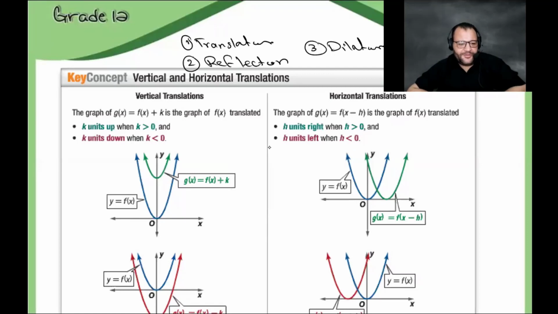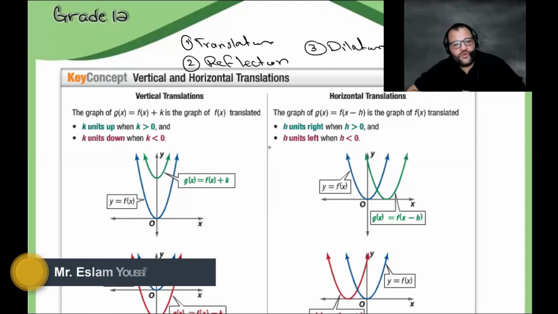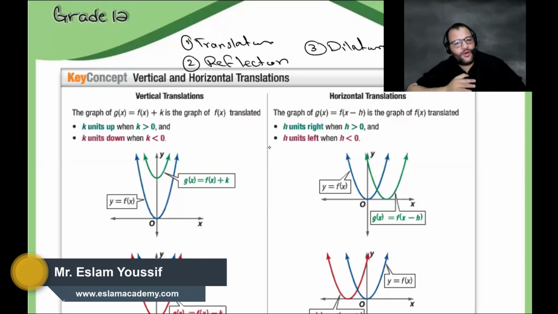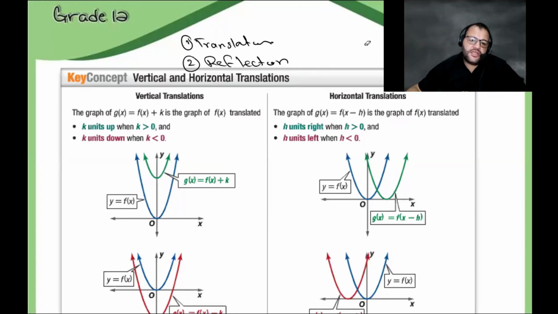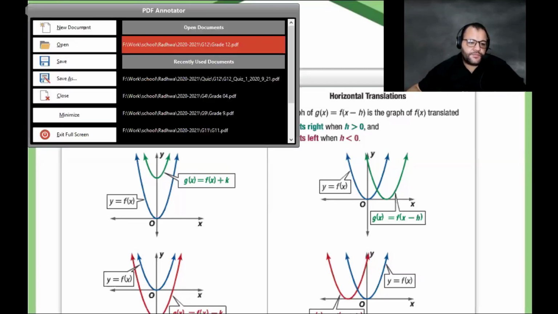The types of transformation: when we have transformation, it is translation, reflection, or dilation. I think we have explained it more than 100 times. What is the translation? Translation is either on the x-axis or the y-axis. How do you know that the type of transformation we have is translation, not reflection or dilation?